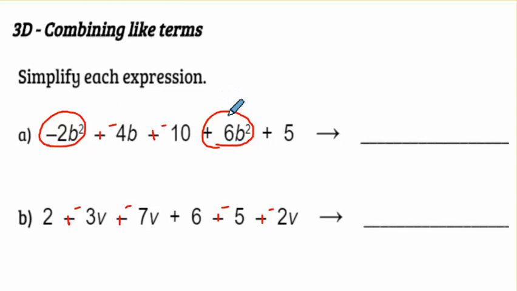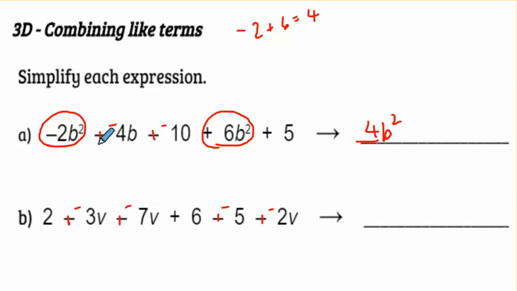How many will I have? Well, I know my variable and my exponent stay the same. We've talked about that at length. The only time you ever change an exponent is when you're multiplying or dividing. So we're going to figure out how many b squares we have. We had negative 2 and we're adding a positive 6. The signs are different, which means I'm going to subtract them and get 4, and it's going to keep the sign of the bigger number. Since 6 is bigger, it's going to be a positive 4b squared.